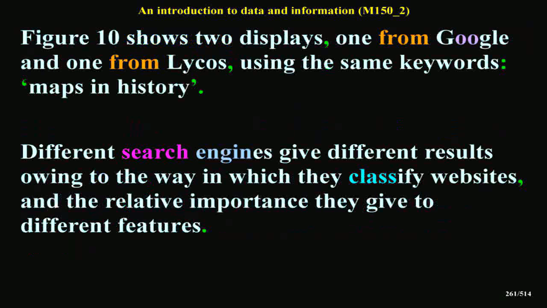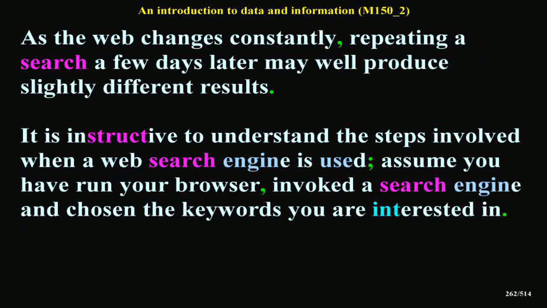Maps and history. Different search engines give different results owing to the way in which they classify websites, and the relative importance they give to different features. As the web changes constantly, repeating a search a few days later may well produce slightly different results.